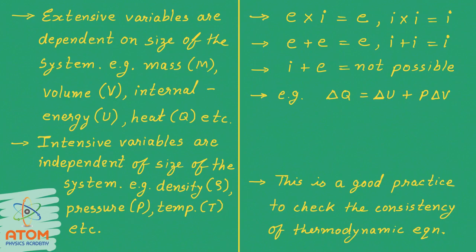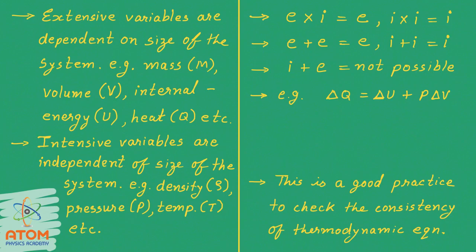Alright, now when you multiply any extensive variable with an intensive variable, it becomes an extensive variable. If you multiply intensive with intensive, then obviously it gives you an intensive variable. If you add extensive with extensive, it gives you extensive. If you add intensive with intensive, it gives you intensive. But if you add intensive with extensive or extensive with intensive, whatever, it is not possible at all. It is not possible. It is something like adding two different physical quantities.